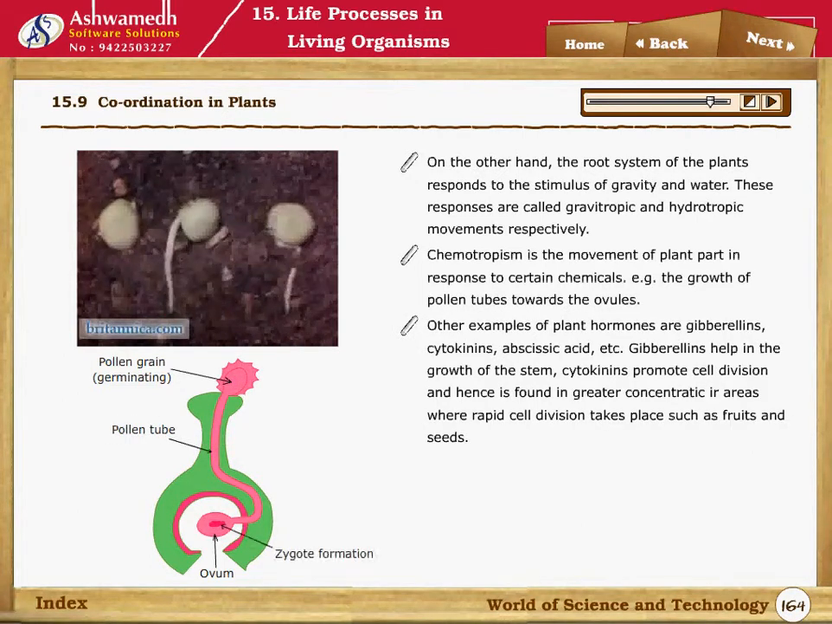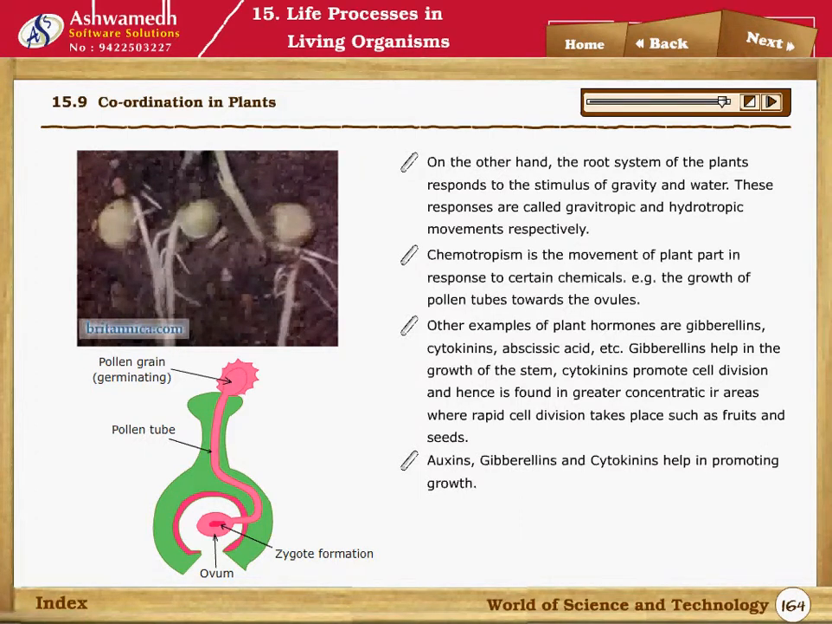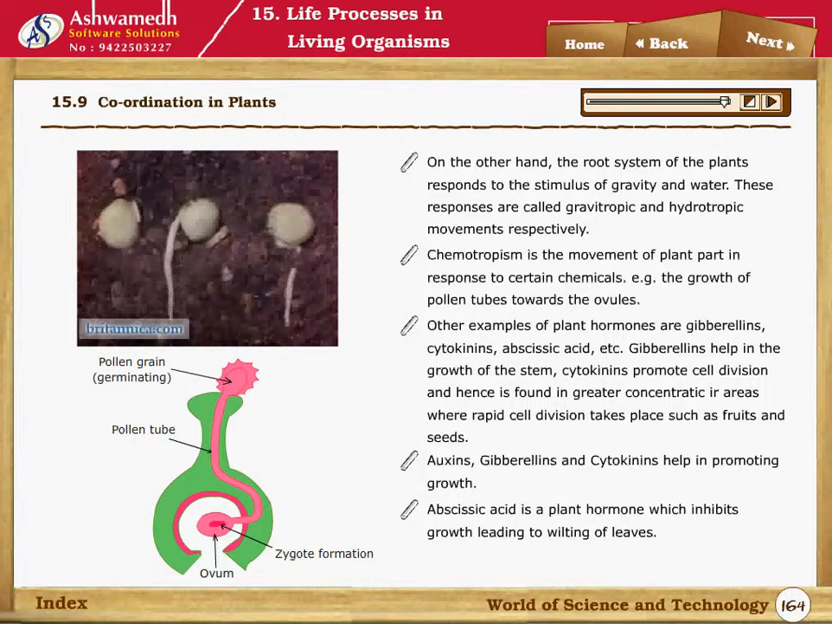Other examples of plant hormones are gibberellins, cytokinins, abscisic acid, etc. Gibberellins help in the growth of the stem. Cytokinins promote cell division and hence are found in greater concentration in areas where rapid cell division takes place, such as fruits and seeds. Auxins, gibberellins and cytokinins help in promoting growth. Abscisic acid is the plant hormone which inhibits growth, leading to the wilting of leaves.